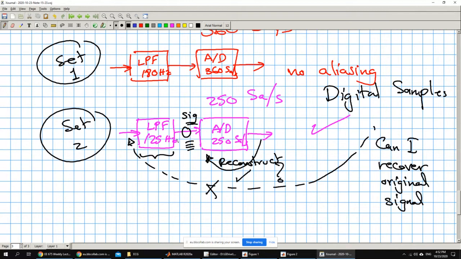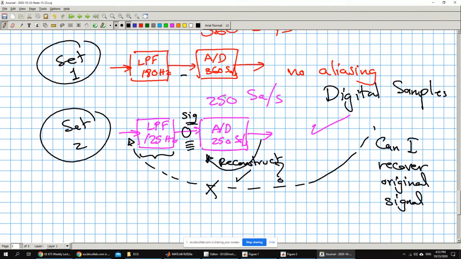So I can recover that. I can recover a signal here that was low-pass filtered at 180. I can recover here a signal that is filtered at 125. So I can recover this, I can recover that, and whatever I recover here, I can resample at any frequency. Should I resample at 360 for both or 250 for both?